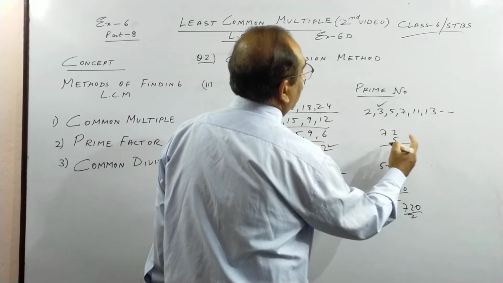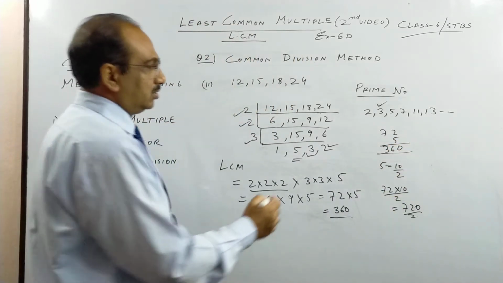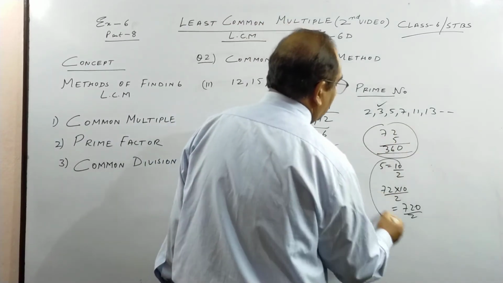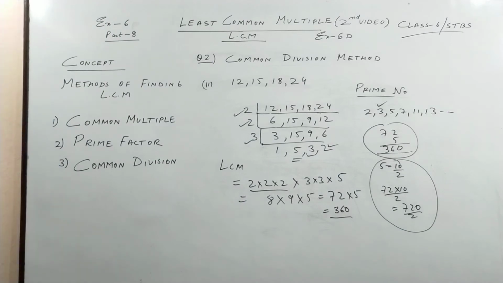5 2s are 10, 1, 5 7s are 35, and 1 gives 36. So this is our traditional method, and this is mental maths method. Mental maths method, children, is always better because you get the correct answer very fast. So this was our question 2 part 2. Now we move on to the last question of this session, that is 2 part 4.